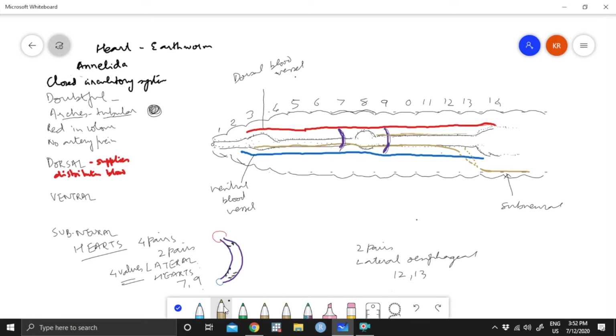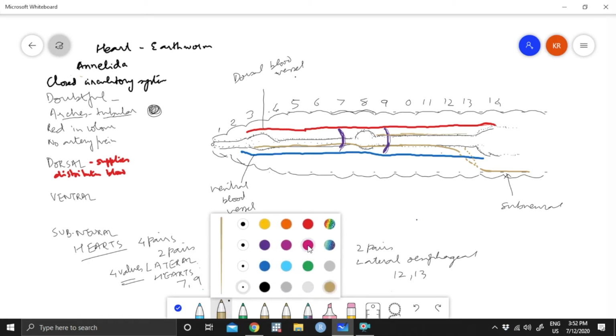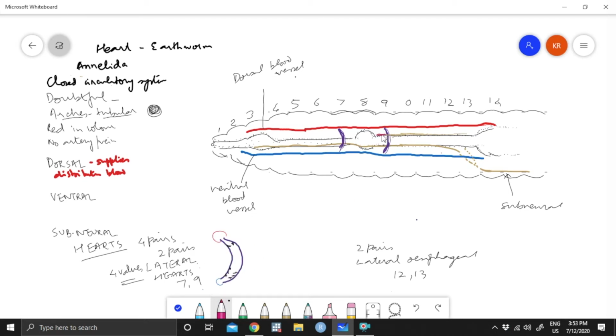Let us use another color. So this pink colored structure here is called as supraesophageal blood vessel. Actually, this region is not esophagus, but it is called as supraesophageal blood vessel.